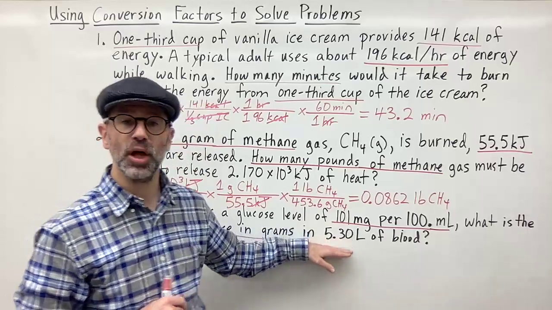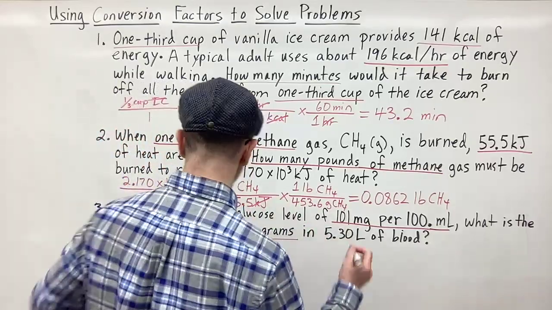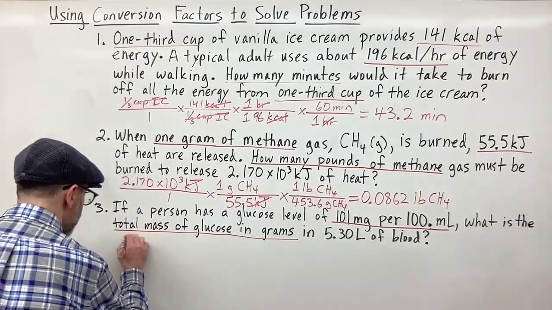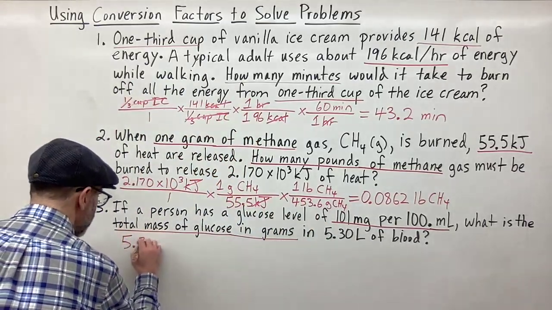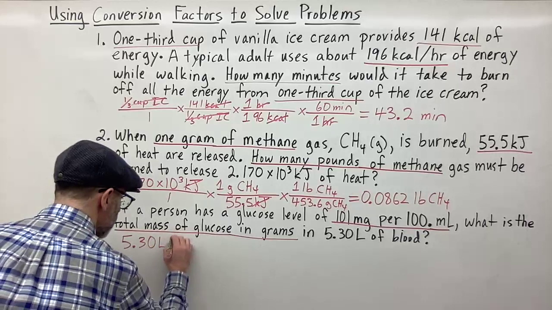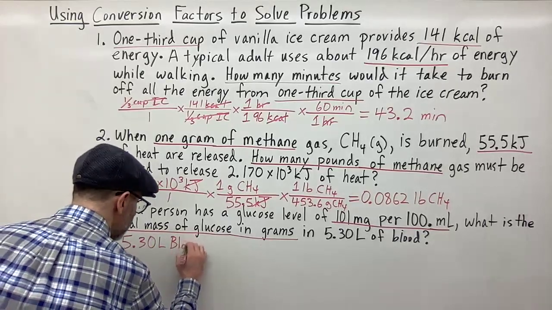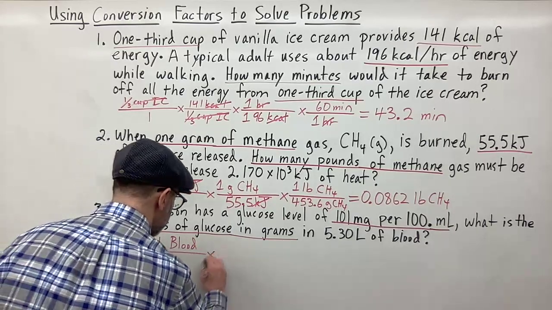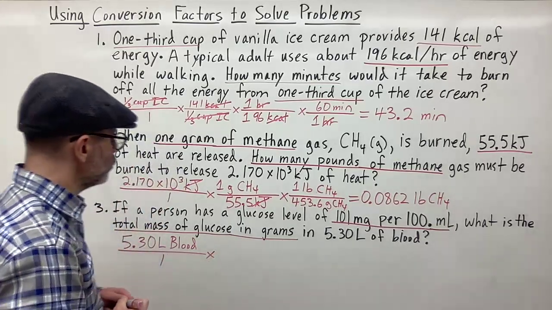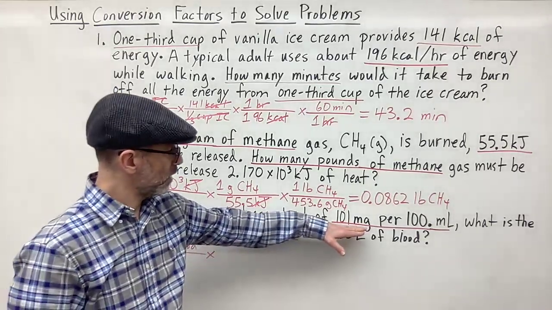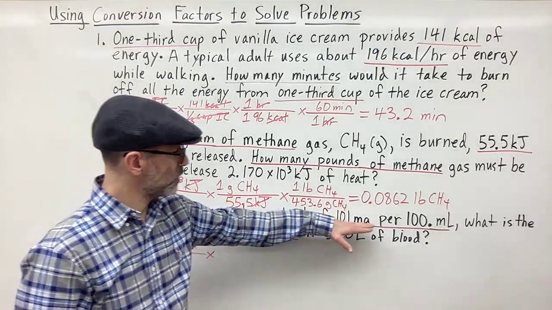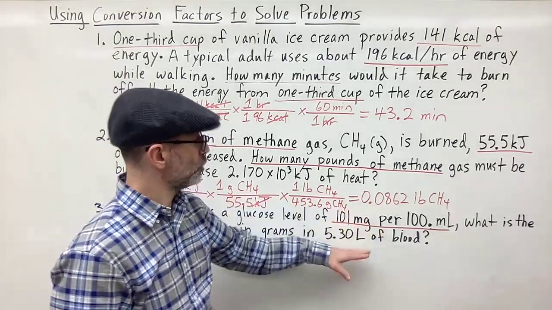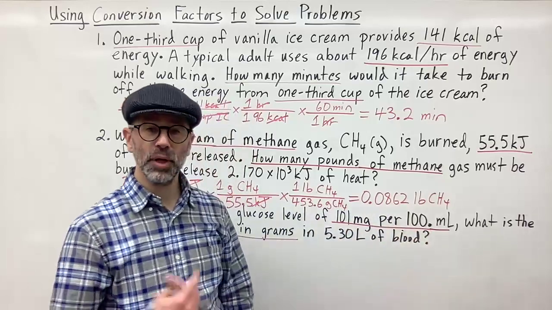5.30 liters of blood. That's what we're going to begin with. So we start with 5.30 liters of blood. We're going to put that over 1. And we start converting. So here we have 101 milligrams of the glucose per 100 milliliters of blood.